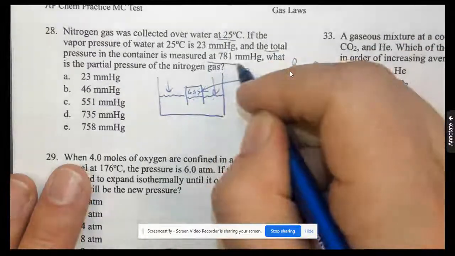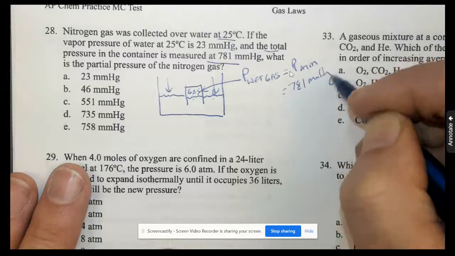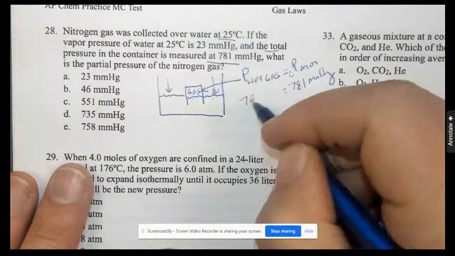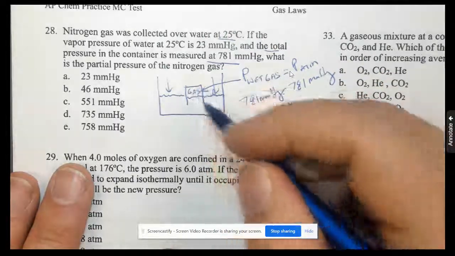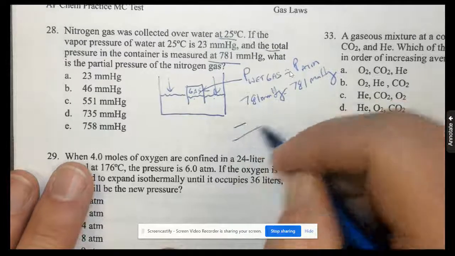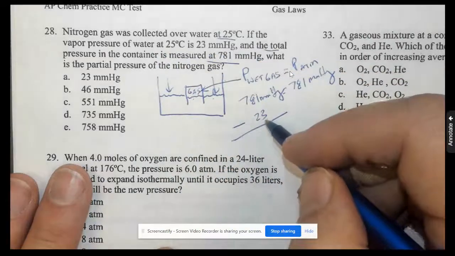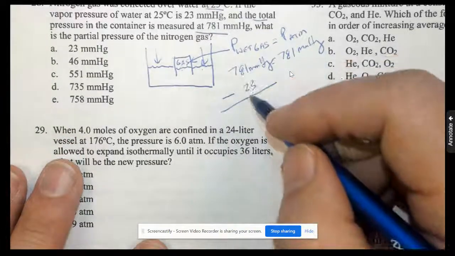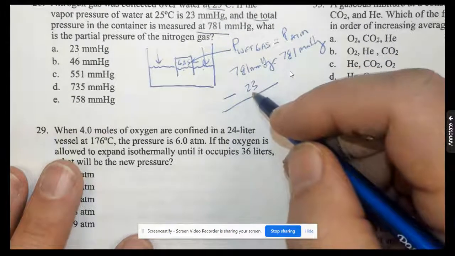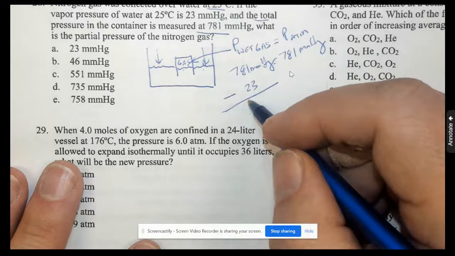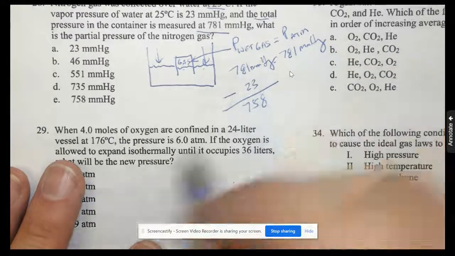Now they gave us the total atmospheric pressure as 781 millimeters of mercury. So that must be the pressure of my wet gas. To get the pressure of the dry gas, or just the gas that you wanted to collect, you have to get rid of the water vapor pressure, which was given to you as 23 millimeters of mercury. So subtract those two, I get 758 right here.